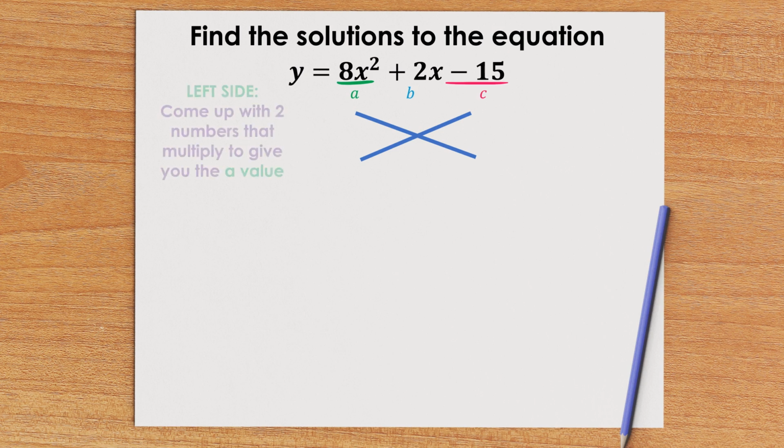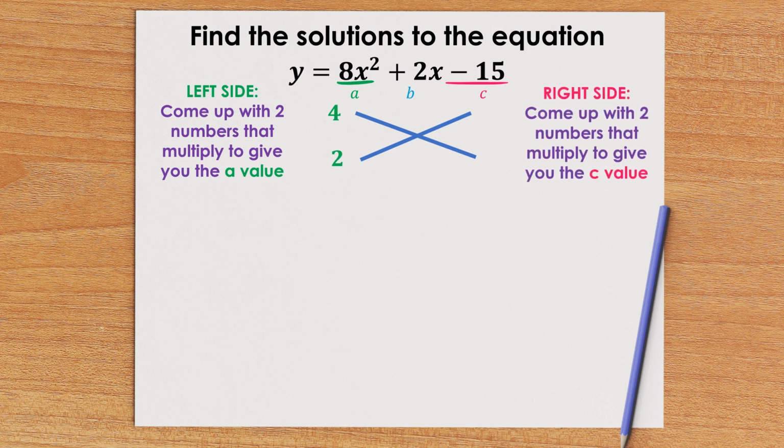So on the left two ends, we come up with two numbers that multiply to get to our a value. In this case, our a is 8, so let's try 4 on the top and 2 on the bottom. On the other side, we have to think of two numbers that multiply to get us negative 15, which is the c. Let's try negative 5 on the top and positive 3 on the bottom.